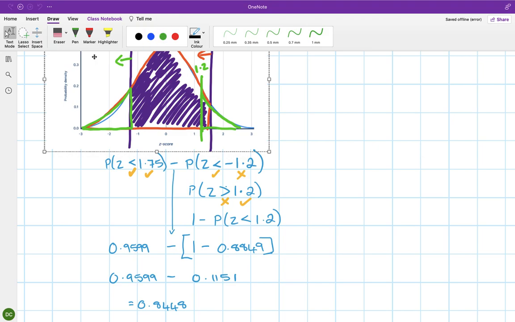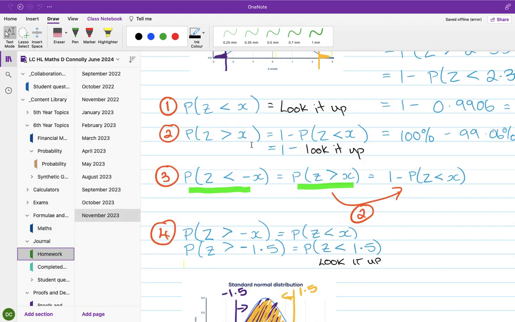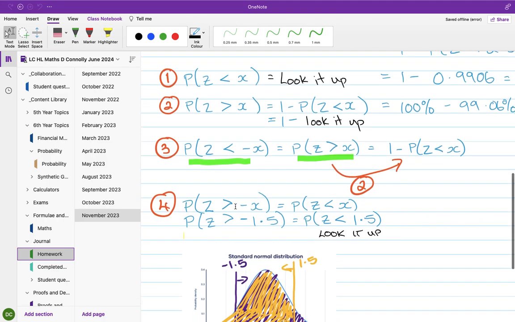So that's it. It's based on what I have in the homework there. They are the 4. Less than a positive number, happy days, look it up. Greater than a positive number, you do the total minus the probability of being less than, and then you can look that up. Less than a negative number is the same as greater than a positive number, and then you go back to what we did in part 2, which is 1 minus being less than that number. And then greater than a negative number is the same as the probability of being less than the positive version of that number, which you can just look up.